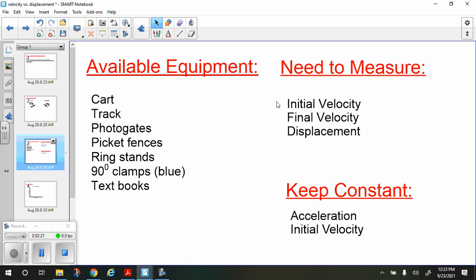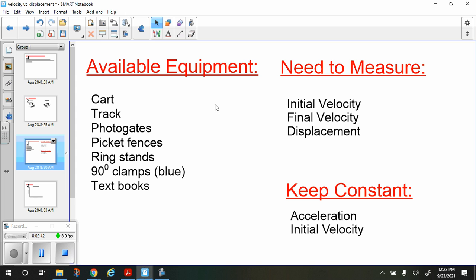Remember that you need to measure the initial velocity of the cart, and that has to be constant throughout the lab. So you've got to think about how you're going to make your initial velocity constant throughout the lab. You need to measure your final velocity, and you need to measure your displacement. Things to keep constant are acceleration and initial velocity. So consider how you're going to keep those things constant.